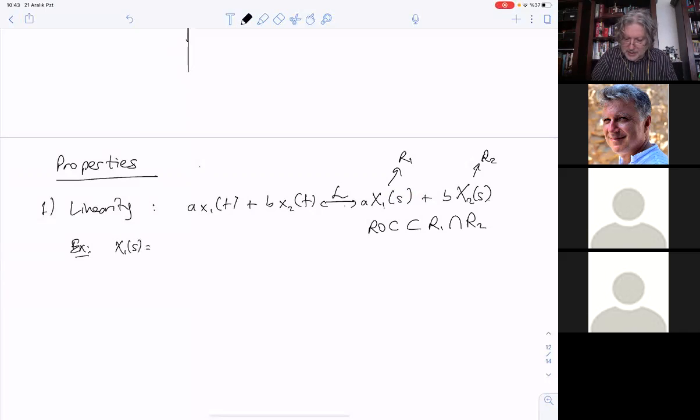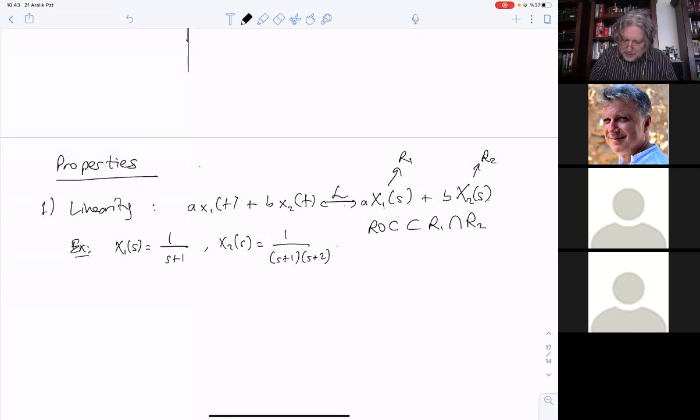X1 of s is, I'm already giving it in the form of the Laplace transform, no big deal, 1 over s plus 1. And the second, X2 of s, is equal to 1 over (s plus 1)(s plus 2). Okay.